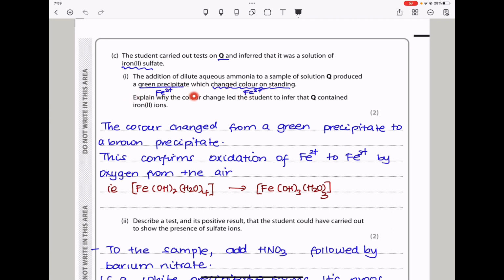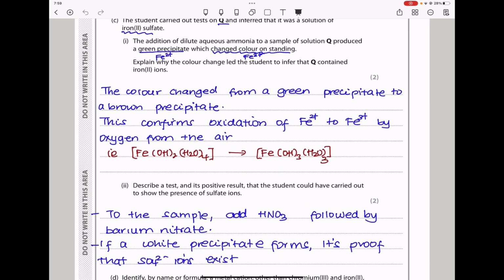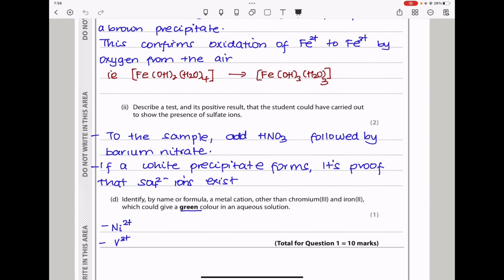So they say explain why the color change led the students to infer that Q contained iron 2 ions. This is because the color changed from a green precipitate to a brown precipitate, and this is confirmation that iron 2 has been oxidized to iron 3 by oxygen in the air. A reaction that is going to take place is from this solid to that. So those are the two precipitates with the different colors.